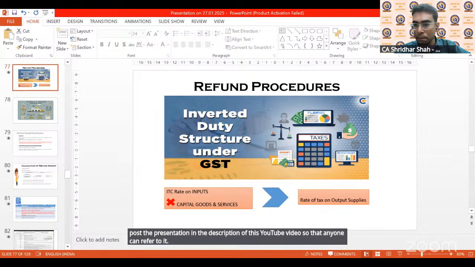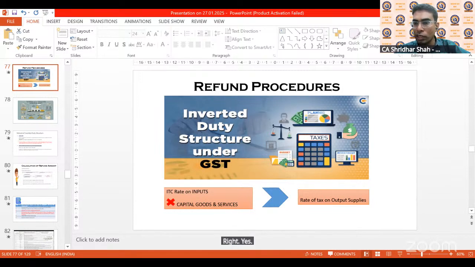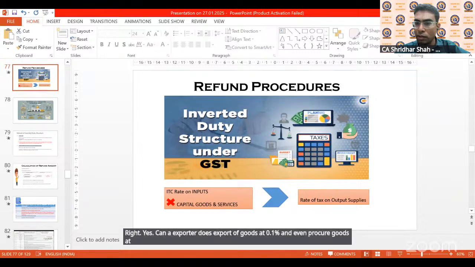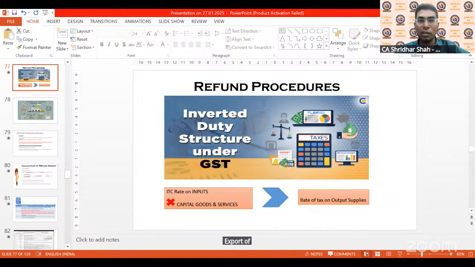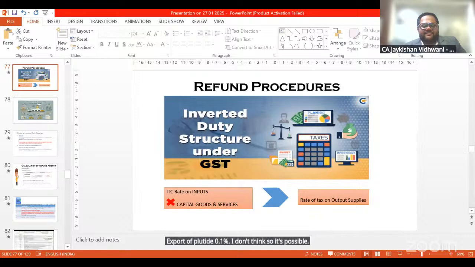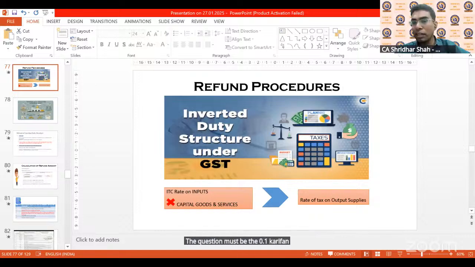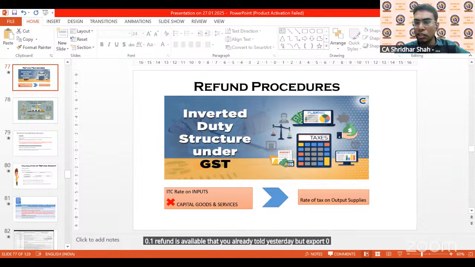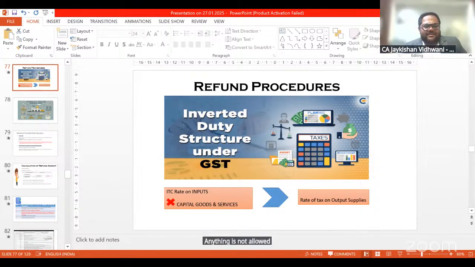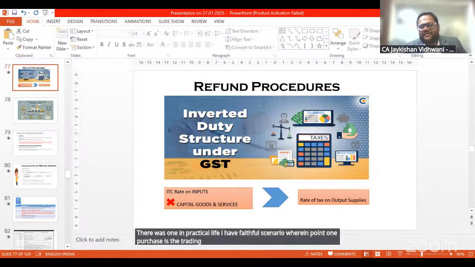Can an exporter who exports goods at 0.1% and also procures goods at 0.1% claim refund of 0.1% under the other refund head? Export of goods at 0.1%, I don't think it's possible. So the question must be whether the 0.1% refund will be received or not. The 0.1% refund is available, which you already told yesterday. But export at 0.1%, I don't think so. In practical life I have faced one scenario wherein 0.1% purchase is made. Is trading of 0.1% goods allowed? The answer is no.